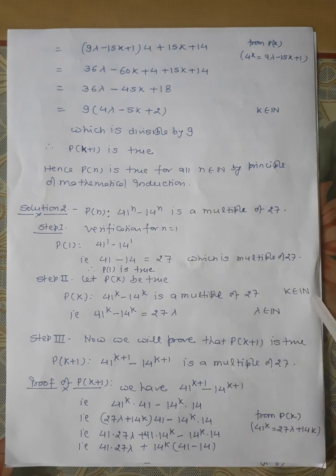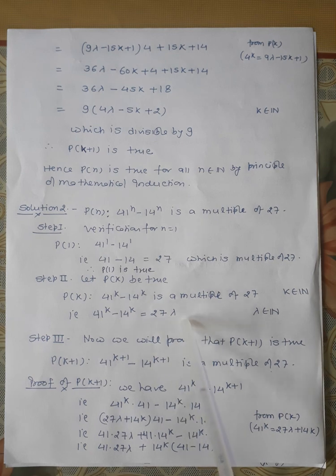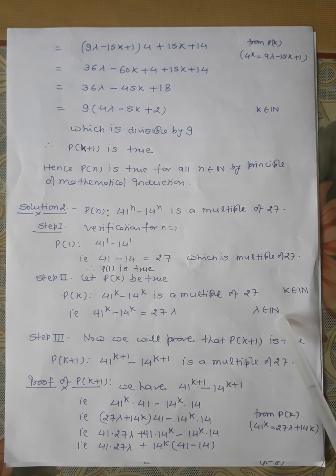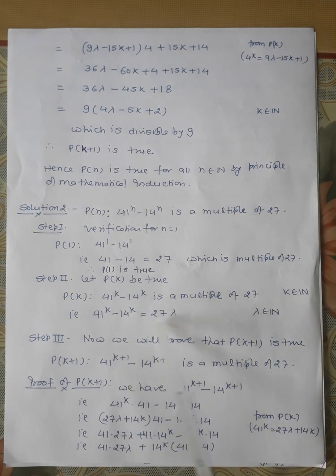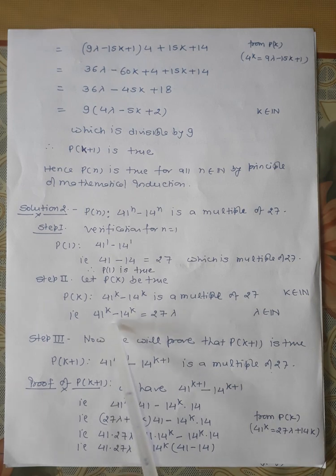K also belongs to the set of natural numbers. So 41 to the power k minus 14 to the power k is a multiple of 27. Multiple means we can write this in the form of multiple of 27. So 41 to the power k minus 14 to the power k is equal to 27 into lambda, lambda belongs to the set of natural numbers. What was written in the form of language, I have written in the form of an equation.